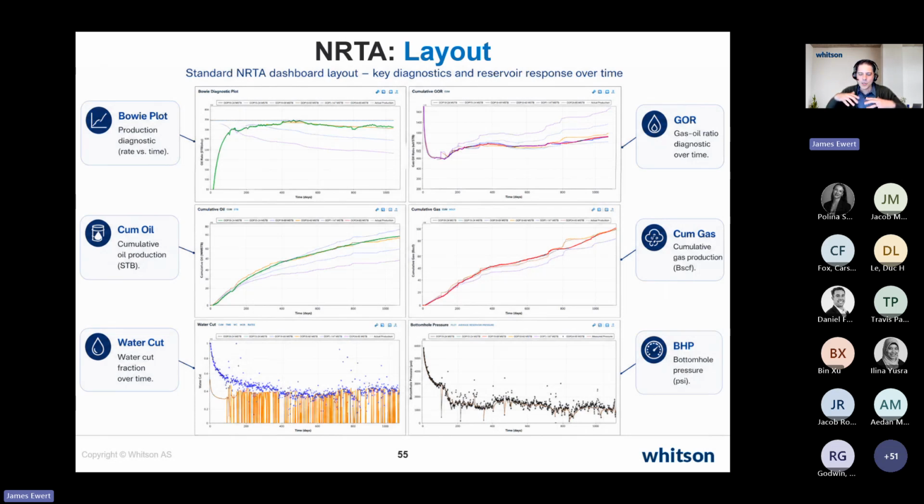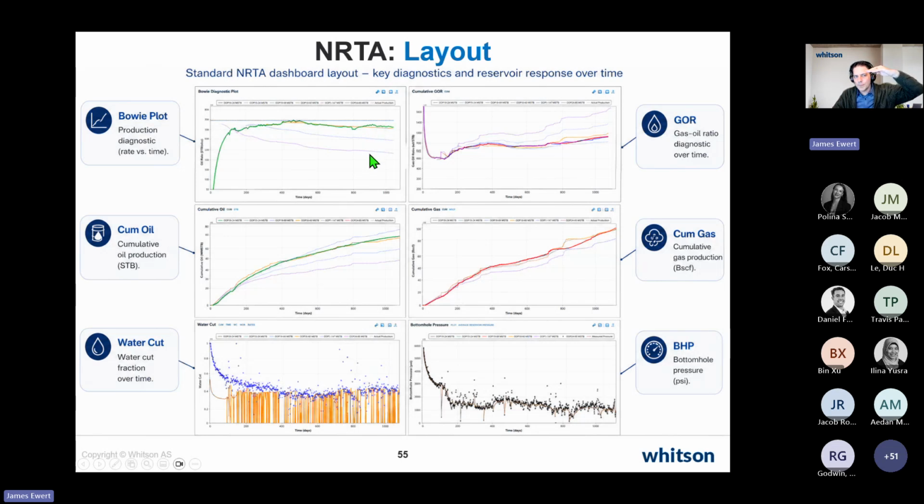The reason for that is the numerical model that we're running on the back end takes the PVT information, the bottom hole pressure information, and the rel perm information, and generates a model based on that. On the top left, that Bowie plot, we have a horizontal line, and then you see these other lines coming down.